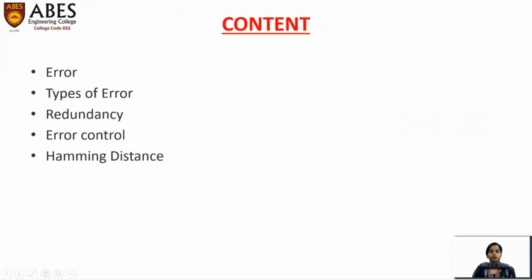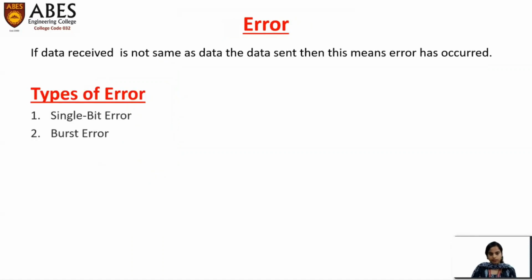So, the content which I'm going to discuss today is error, types of error, redundancy, error control, and Hamming distance. So, these are the content which I'm going to discuss today. Okay, so now first we'll discuss error. So now the question arises: what is error?